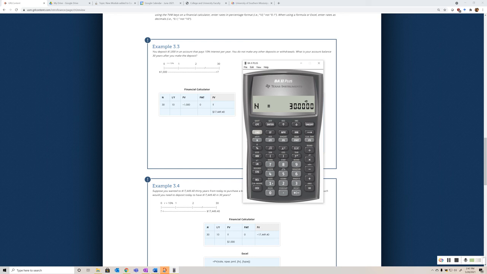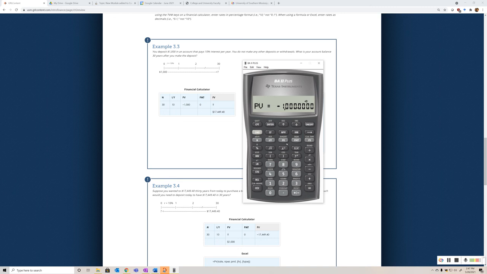Okay, so same reverse process as before. I'm going to type in the number 10 first, and then press the I/Y key to store it for I/Y, and I can see my sideways triangle, decimal places, and equal sign to know that it's stored. My present value, I'm going to enter as a minus 1,000. So 1,000, plus/minus key to make it negative, and then press the present value key to store it on present value. Now, why the 1,000?